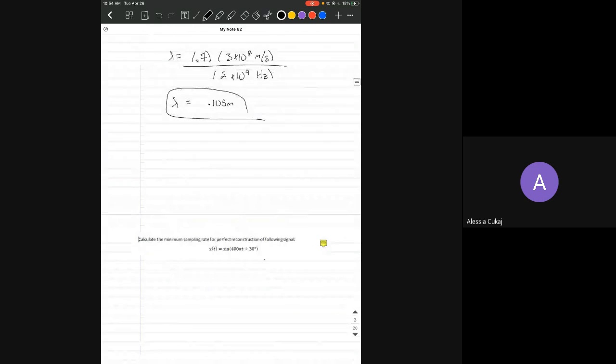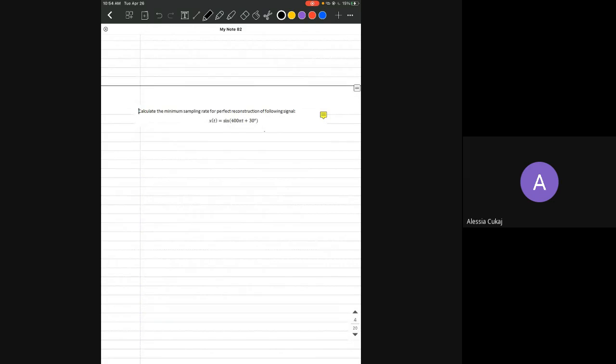All right, now on to the next question. It's saying calculate the minimum sampling rate for perfect reconstruction for the following signal. I'll just rewrite this: the signal is sine of 400 pi t plus 30.